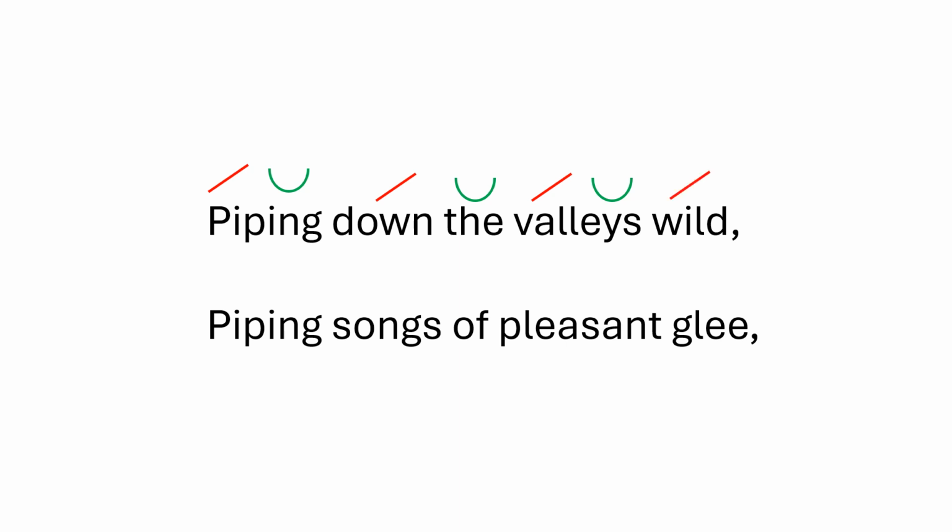Now we almost expect there to be a second unstressed syllable to finish it off into the pattern that we've got, but this continues into the next line: "Piping songs of pleasant glee." So the meter we have seems to be one stressed followed by one unstressed syllable, and we seem to have four patterns of that. The final one of the pattern, there's a missing unstressed syllable.